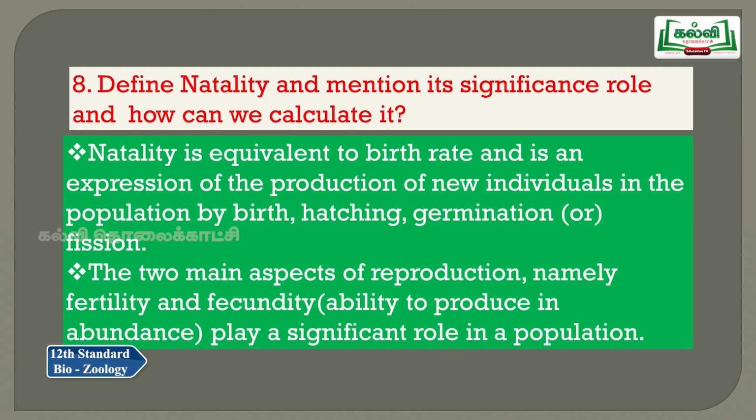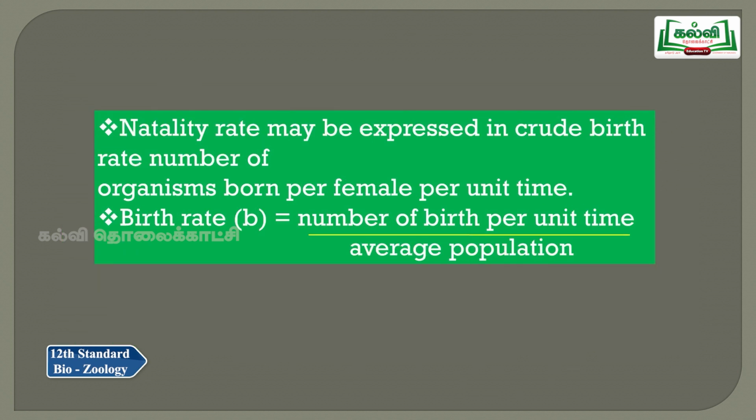The main two aspects of reproduction here are fertility and fecundity, their ability to produce abundance. Fecundity means they can grow in more number, that is called fecundity. Fertility means they are able to reproduce, that is called fertility. So, they play a significant role in the population. The next one is that natality rate may be expressed in crude birth rate, the number of organisms born per female per unit area, and you have to write the formula of the birth rate, that is the number of births per unit time of average population.